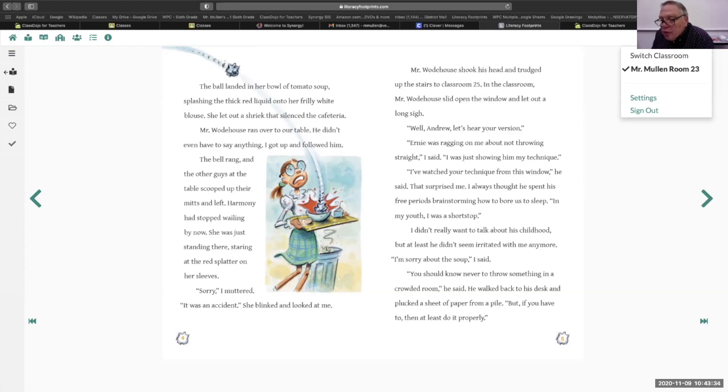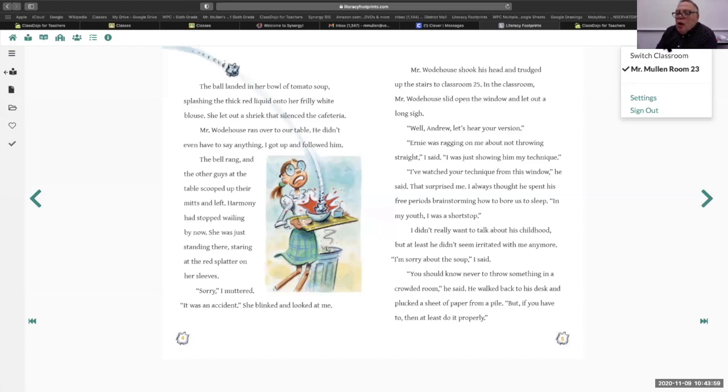Stomped. Slowly walked. Good, that's Hector. Good job, Hector. That's a good one. Slowly walked, right? Okay. Yeah, to trudge is to slowly walk, barely lifting your feet because your feet feel so heavy. So it's like this, Mr. Wodehouse is like, oh, I have to take care of this again, right?